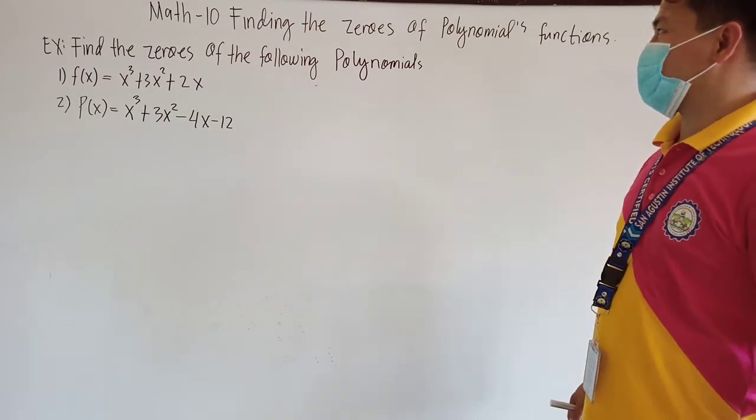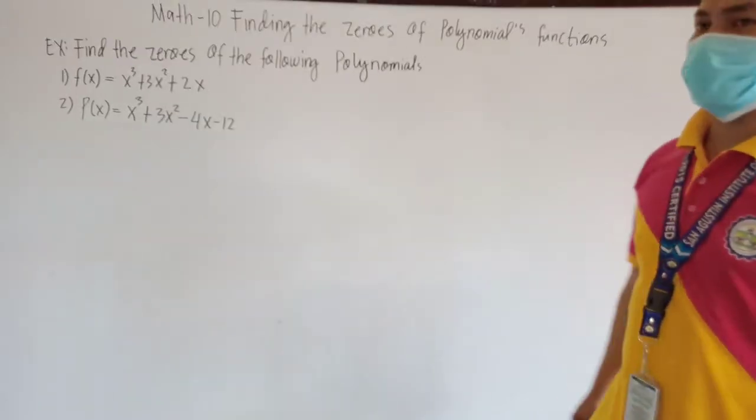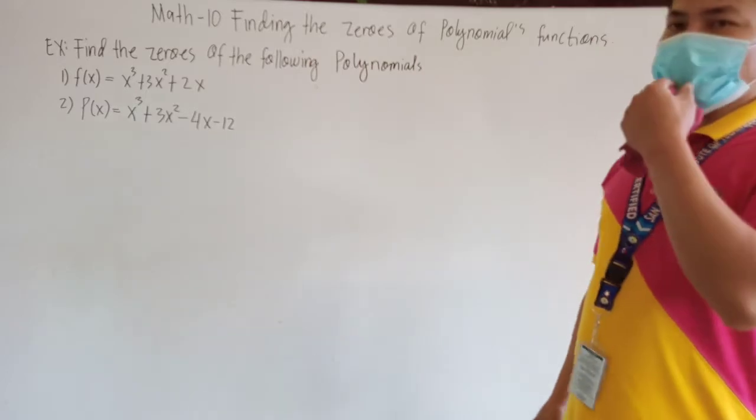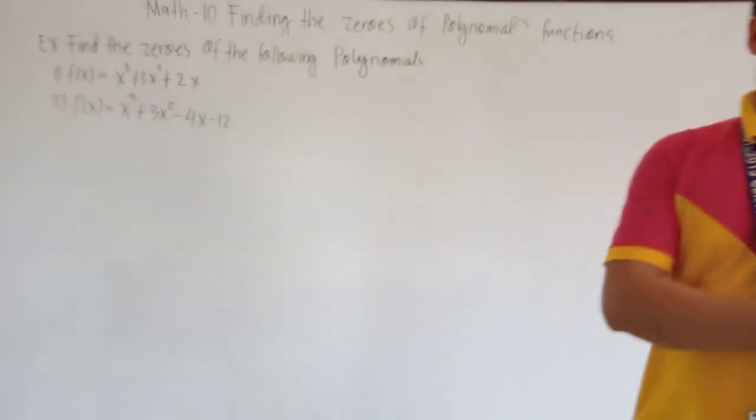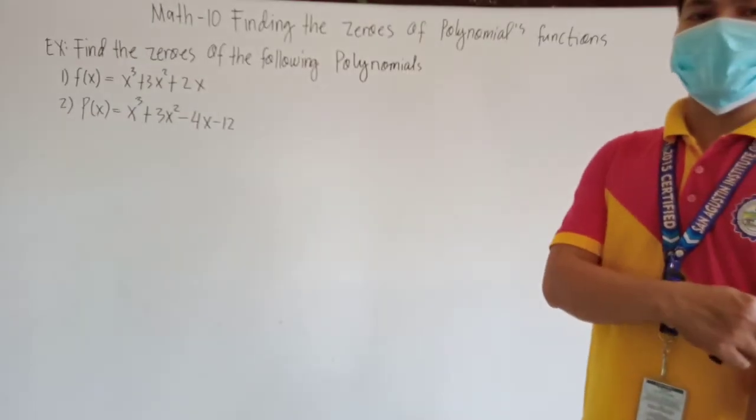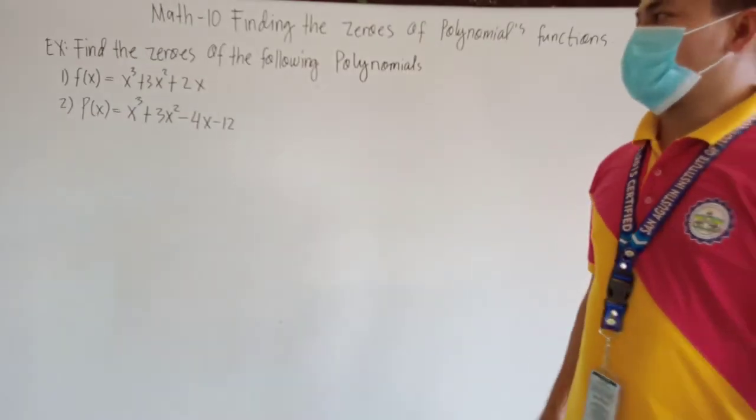This is all about finding the zeros of polynomial functions. Actually, in finding the zeros of polynomial functions, there are a lot of ways we can apply to obtain the zeros of the polynomial function.